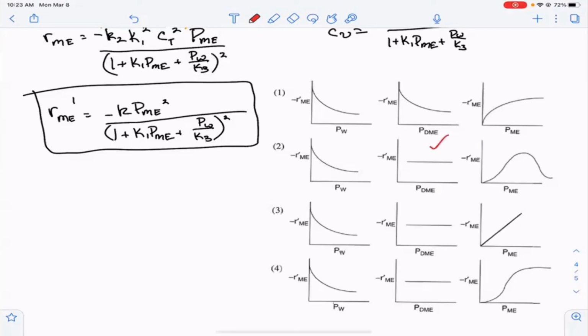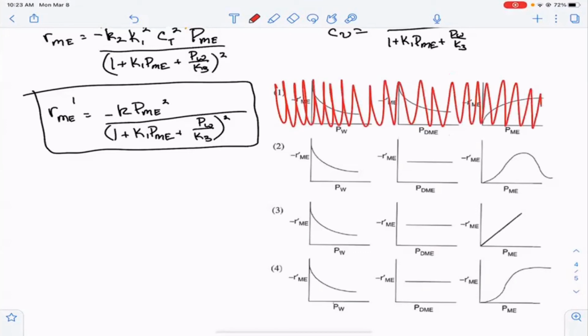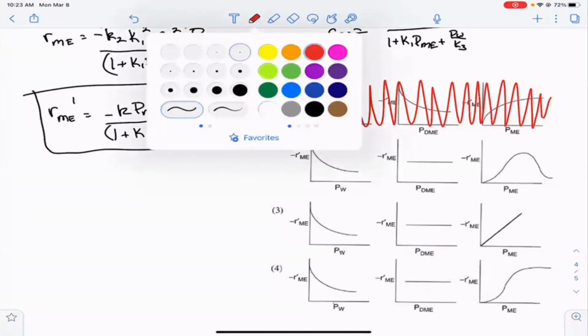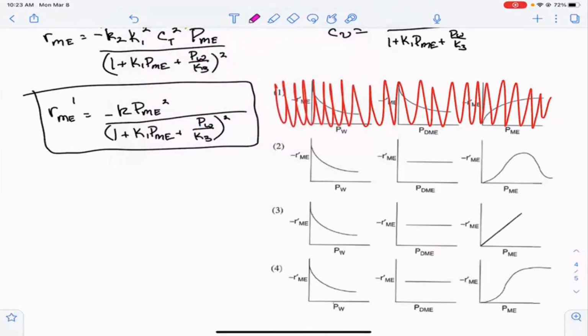And so that means that the rate shouldn't depend on the pressure of DME. That's accurately reflected in rows 2, 3, and 4, but not in row 1, right? That shows a decline with DME. So we know then that that row is not the solution to this problem, okay? So finally, that means that we have to look at the response with respect to the pressure of ME. And there's two ways to do this.